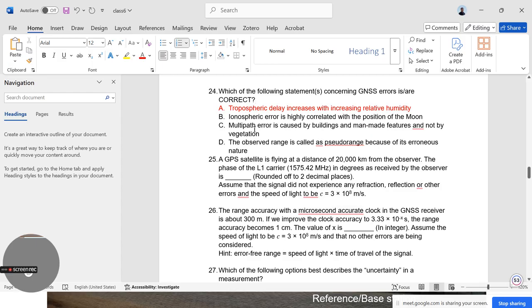Next option is, multipath error is caused by buildings and man-made features and not by the vegetation. So is it true or false?